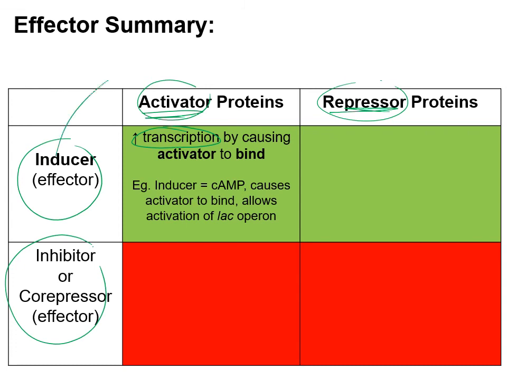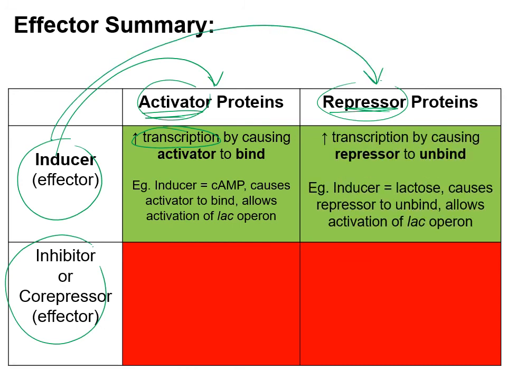So an inducer turning on an activator gets transcription to increase. But an inducer working with a repressor actually turns off the repressor, which means you get an increase in transcription as well. As the name inducer would suggest, you get more transcription. It can get that more transcription either by turning on an activator or by turning off a repressor.